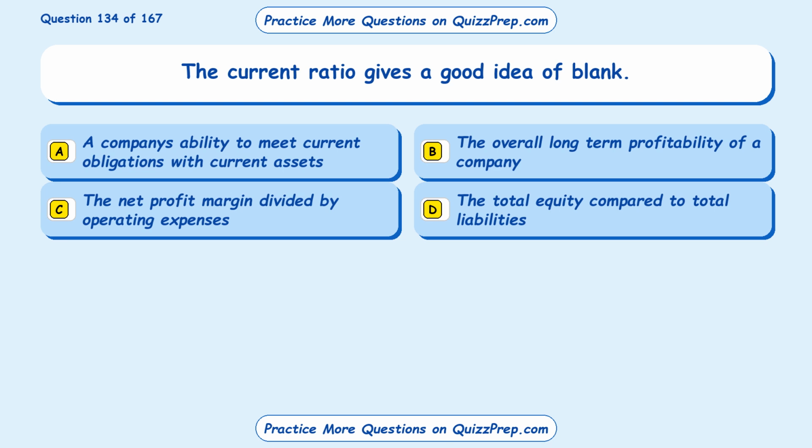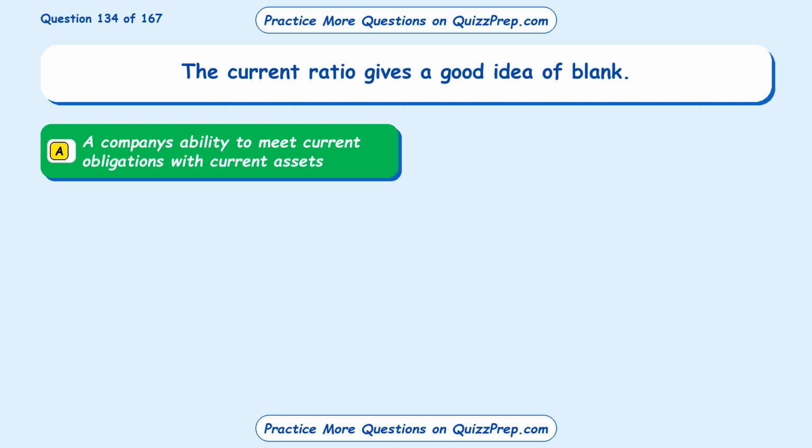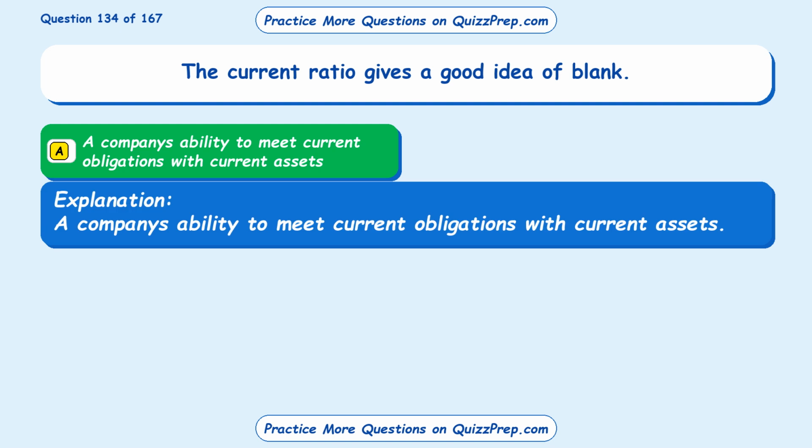Question 134. The current ratio gives a good idea of blank. Option A, a company's ability to meet current obligations with current assets. Option B, the overall long-term profitability of a company. Option C, the net profit margin divided by operating expenses. Option D, the total equity compared to total liabilities. The correct answer is option A, a company's ability to meet current obligations with current assets.